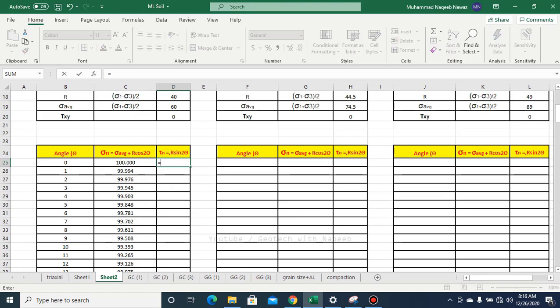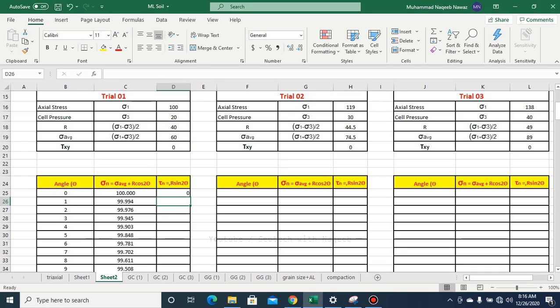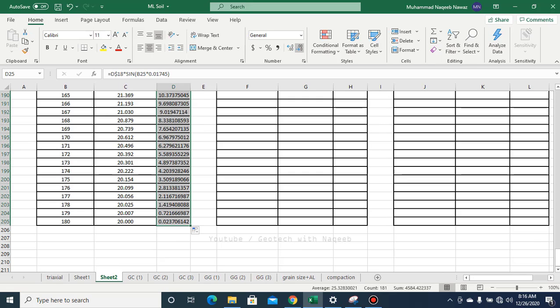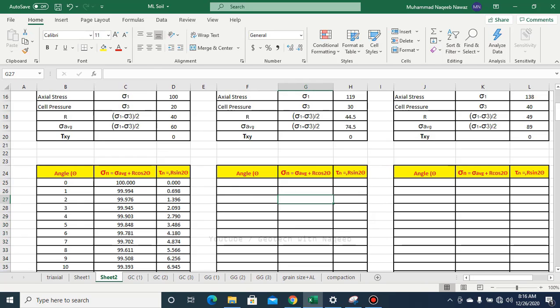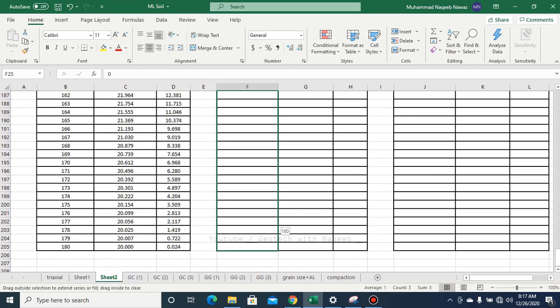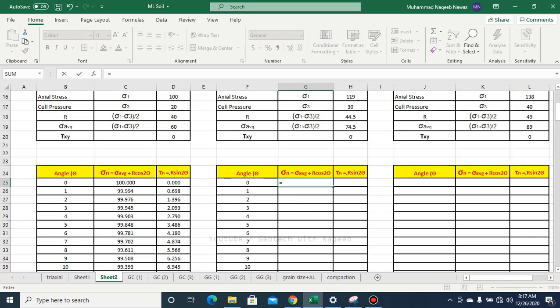So we have R value multiplied by sine 0 multiplied by 0.01745, but we need to fix the value of the 180. Shift dollar. Now we can drag this formula and we can reduce the decimals from here. So now the next step is the angle. The same process will be repeated. We can drag this sequence till 180 degrees.